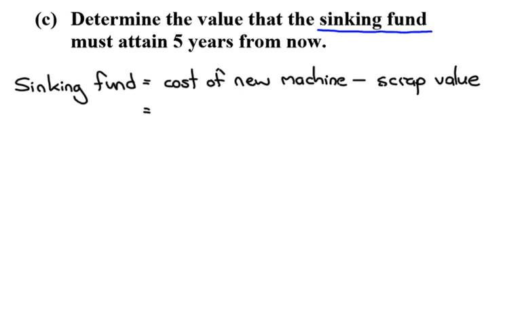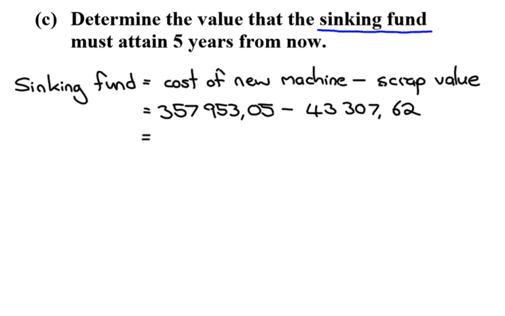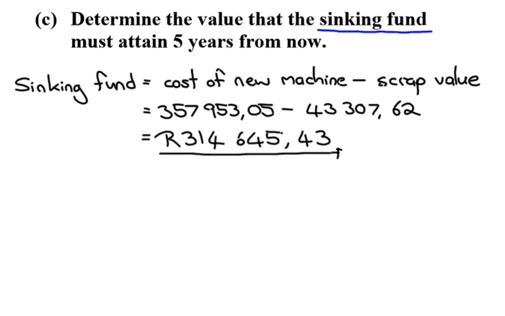So we worked out the cost of the new machine to be 357,953 Rand and 5 cents. And we take away what we get for it, 43,307 Rand and 62 cents. So the amount of money that I want in the savings account after 5 years is 314,645 Rand and 43 cents. That's how much I would need to save, or the school would need to save, in order to buy that new photocopy machine based on predictions. Okay, so let's see now what our next question is.